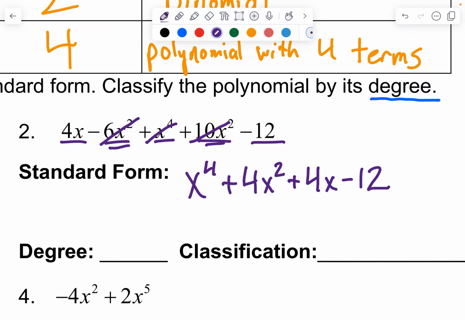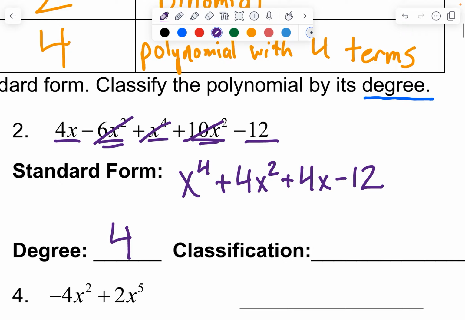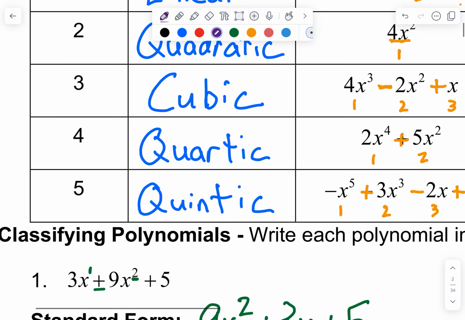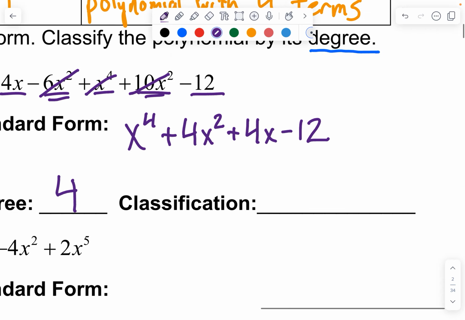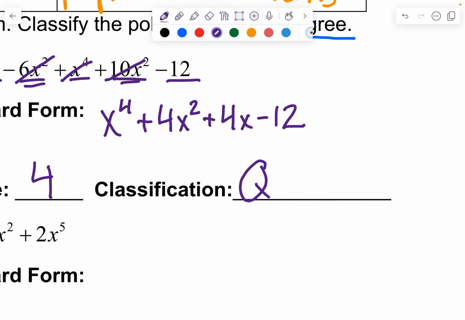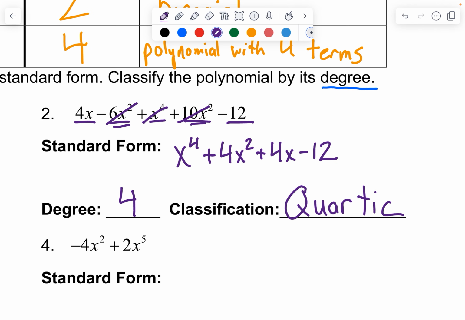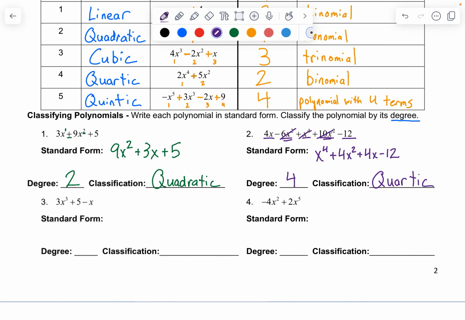There's my standard form. So the degree is 4. And to classify it by that degree, if you want to look at your list again, a degree of 4 is a quartic right there. So this was a quartic polynomial. Okay, so a little weird with that one, having the combining like terms in there.